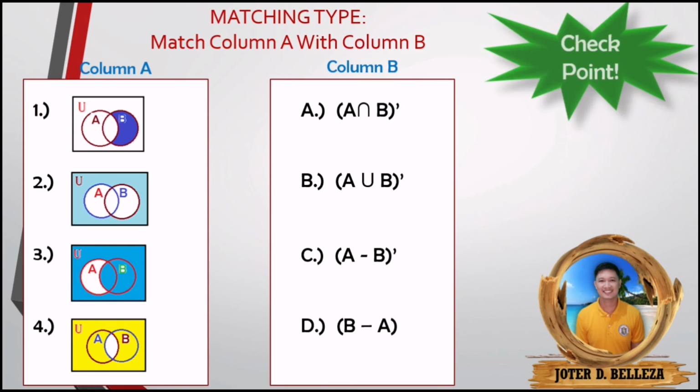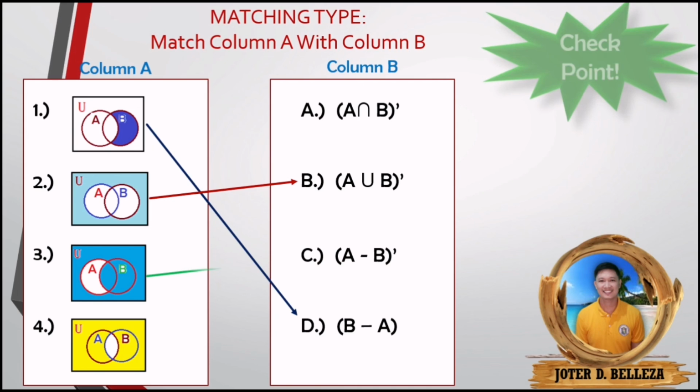Alright, time is up. Let's check your answer. Let's find out whether you've gotten the correct answers. Okay? So let's have number 1. Number 1 is for letter D. That's the difference between B and A. Number 2 is for letter B. That is the complement of the union of A and B. Number 3 is for letter C. That's the complement of the difference between A and B. And of course, number 4 is for letter A.